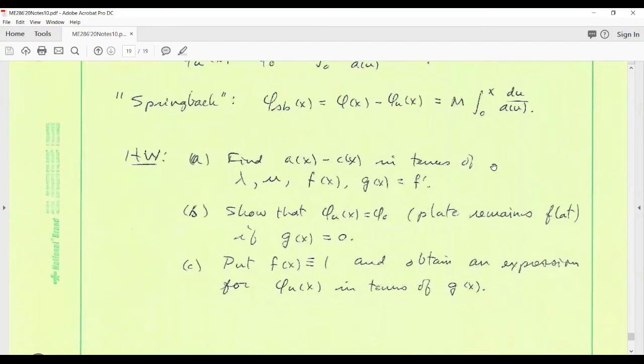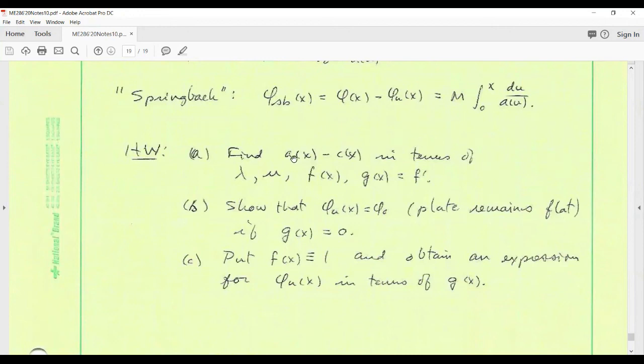So in your homework, I'm asking you to find those coefficient functions in the energy, a of x, b of x, c of x, in terms of the Lamé moduli, and these functions that specify the plastic deformation, to show that the plate remains flat if this f prime is 0, so that to get a curved unloaded shape, you need a through thickness derivative of plastic deformation, which makes sense physically.